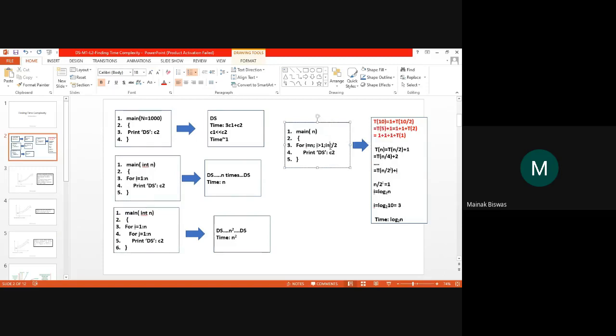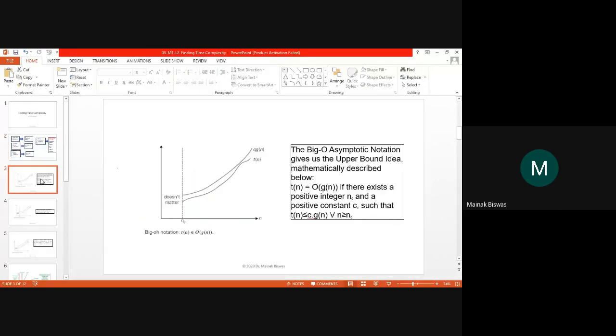But this log base 2 of n will not run for n square times. This n square will not run for n cube times because I have limited it. This n times will not run n square times because there is only one for loop. And this one will run once, whatever the value of n. Even if I put n equal to a billion, it will run once. So in the worst cases, it will run a maximum of one time.